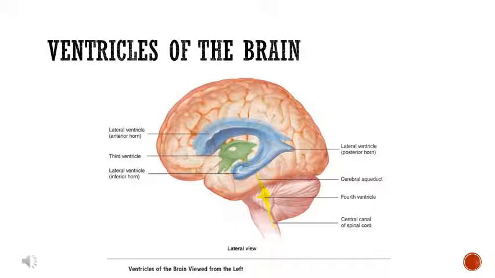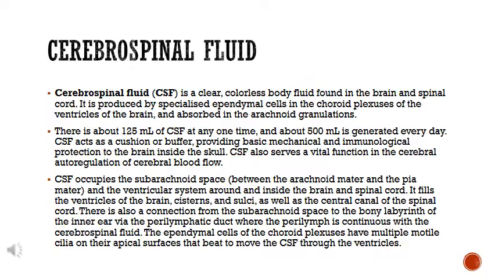It is continuous below with the central canal of the spinal cord and communicates with the subarachnoid space by the foramina in its roof. Cerebrospinal fluid enters the subarachnoid space through these openings and through the open distal end of the central canal of the spinal cord. So these are the ventricles of the brain.